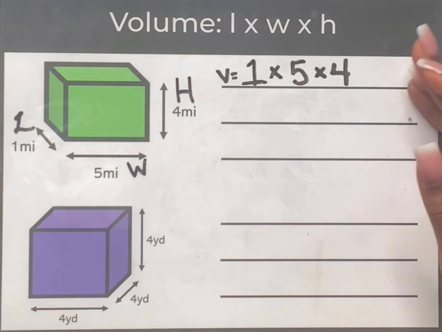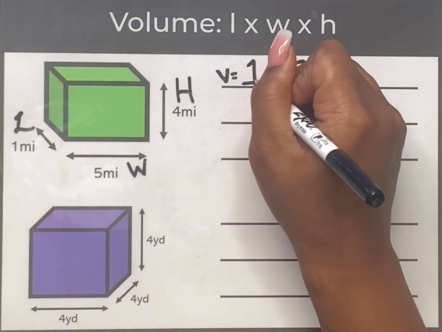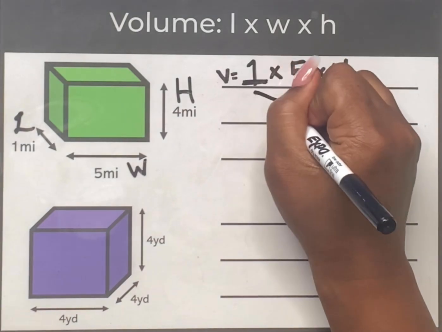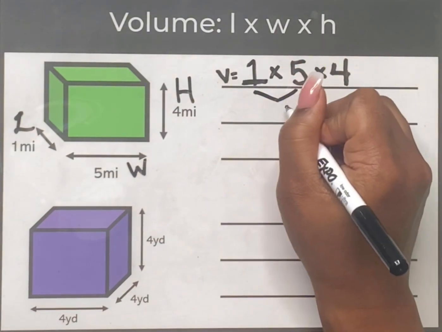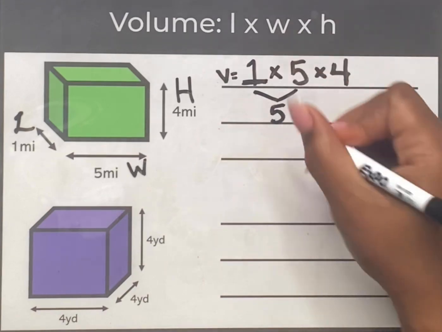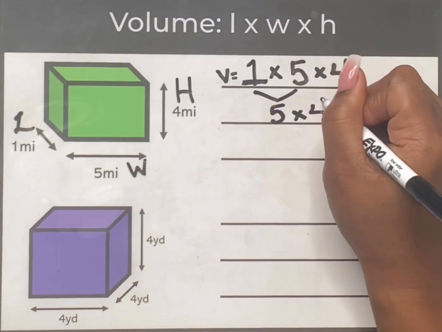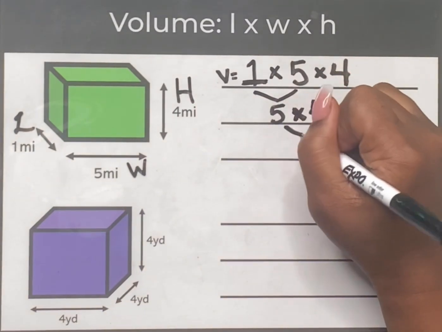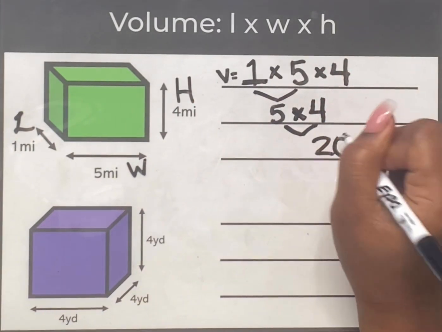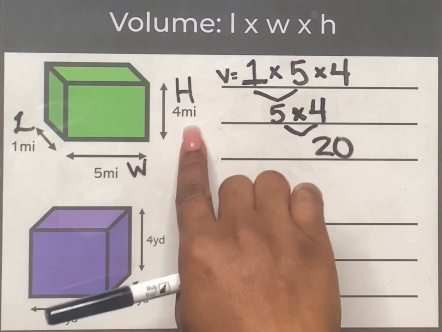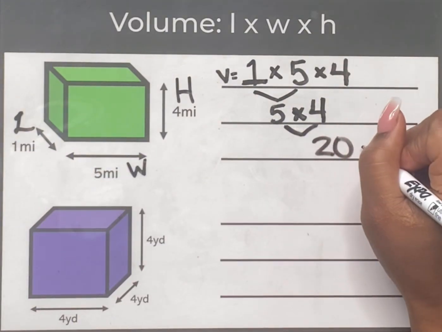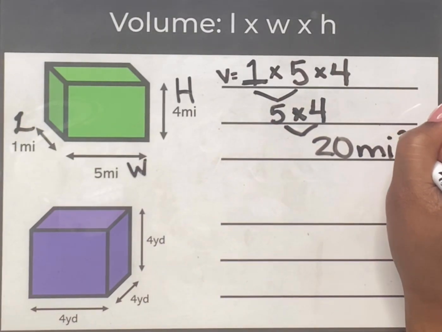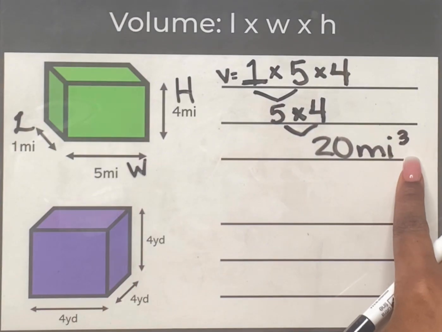All right, now I'm ready to solve. Thinking about order of operation, of course, I'm already going to work from left to right. 1 times 5, we know is 5. Bring down the rest of the expression. 5 times 4, we know is 20. Okay, in this problem, they've given us our unit of measurement. So we're going to write that, and then we're going to put that exponent 3 that stands for cubed.